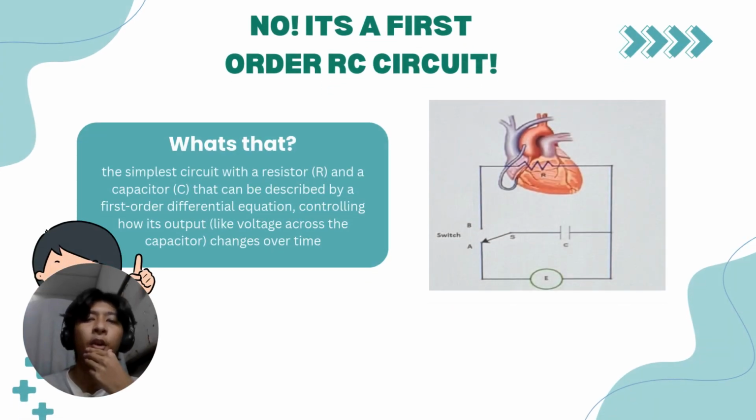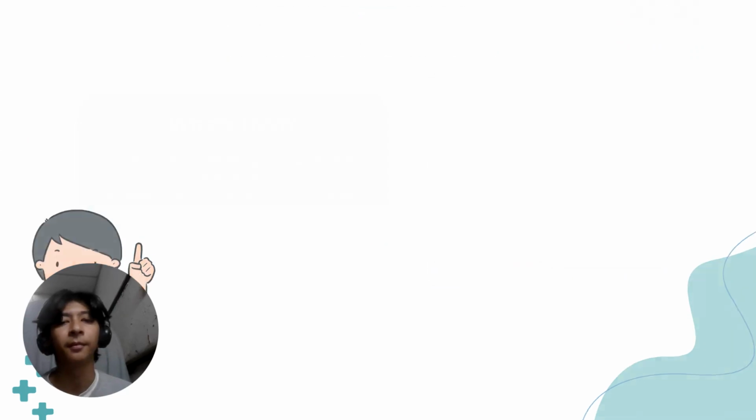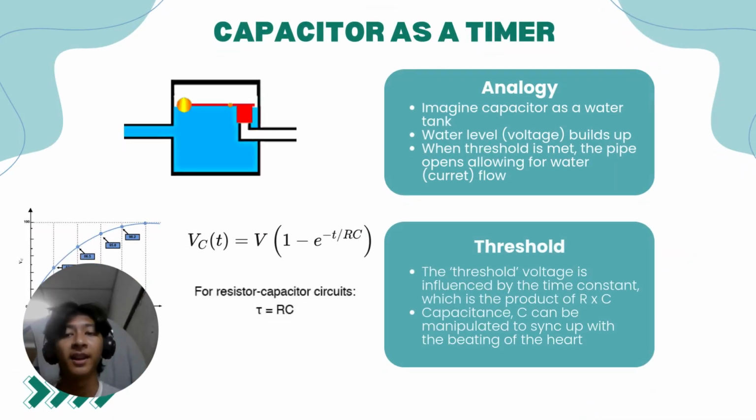So what is that? Well, it is the simplest version of a circuit with a resistor and a capacitor in it that can be described by a first order differential equation. In this equation, we can see how its output, like the voltage over time in the capacitor, changes over time. When talking about electricity, it is best for us to use the analogy of water.